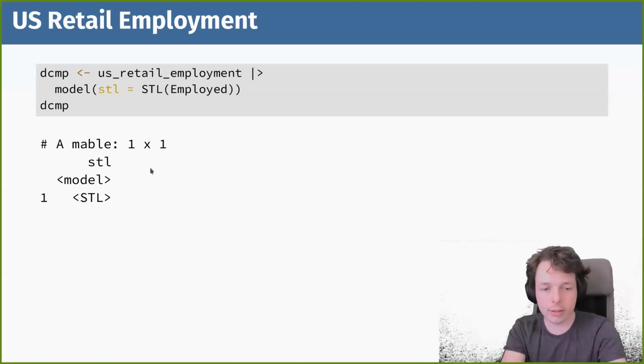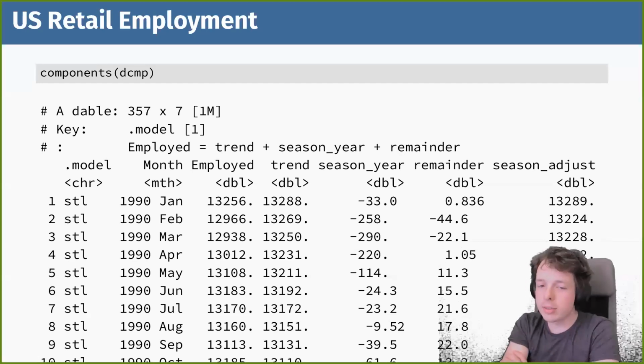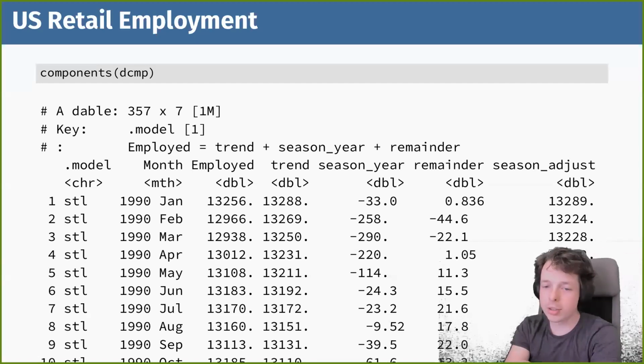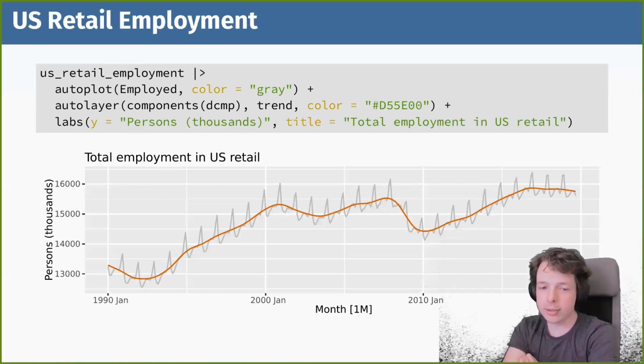So let's go back to the slides and have a look at what we see. So we extract the decomposition components using the components function, and that gives you a decomposition table. And this works very similarly to a tsibble, but it has a different plot method that shows you the components. But you can still use any of these components with the existing tools that you have. If you just want to plot the trend, you can autoplot trend. If you just want to see the seasonality in the season_year column, you can use season plots, gg_season or gg_subseries.